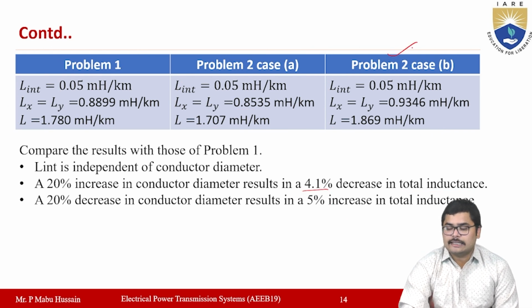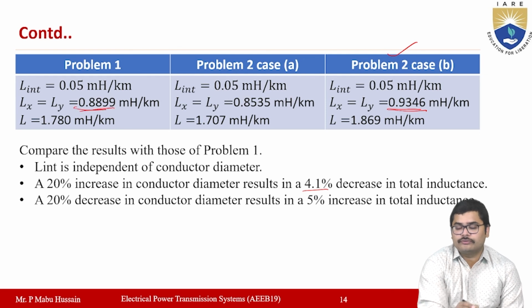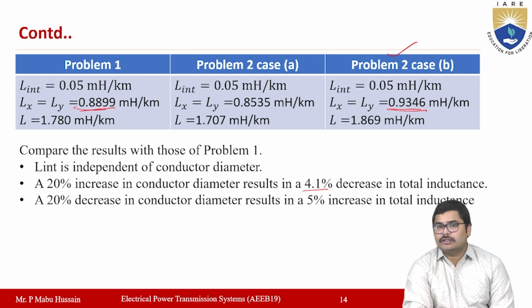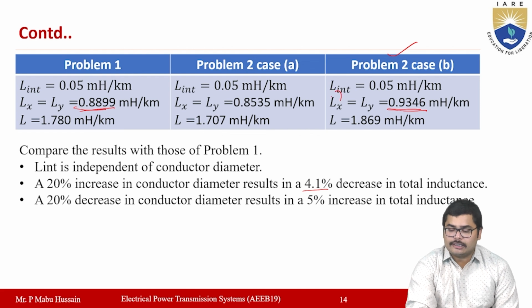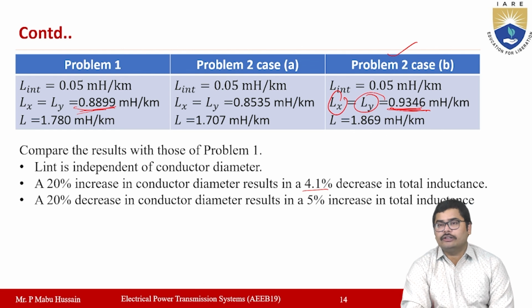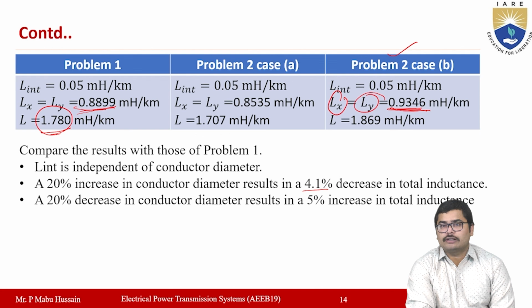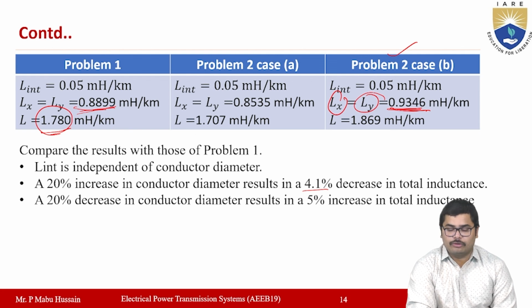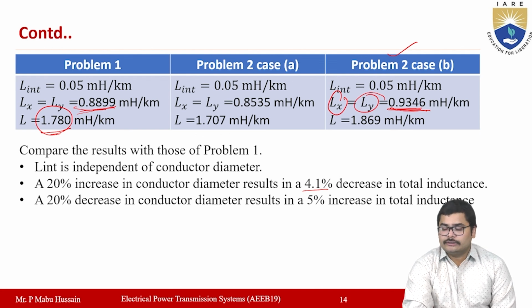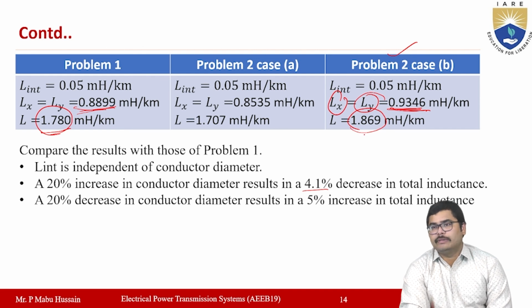Now if you observe the second case in problem 2, and compare the inductance of each conductor with the first case, problem 1, because of decreasing the conductor diameter, the inductance of each conductor is increased from 0.8899 to 0.9346, and the total inductance also increases. Before decreasing it is 1.780 millihenries per kilometer. After decreasing the diameter by 20%, the inductance increases to 1.869 millihenries per kilometer.